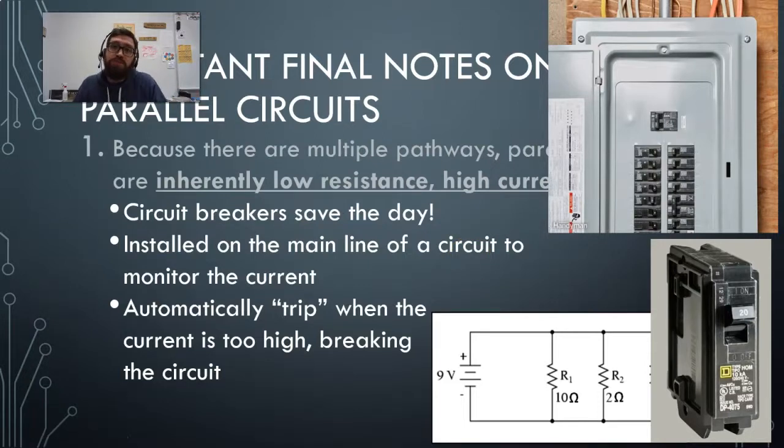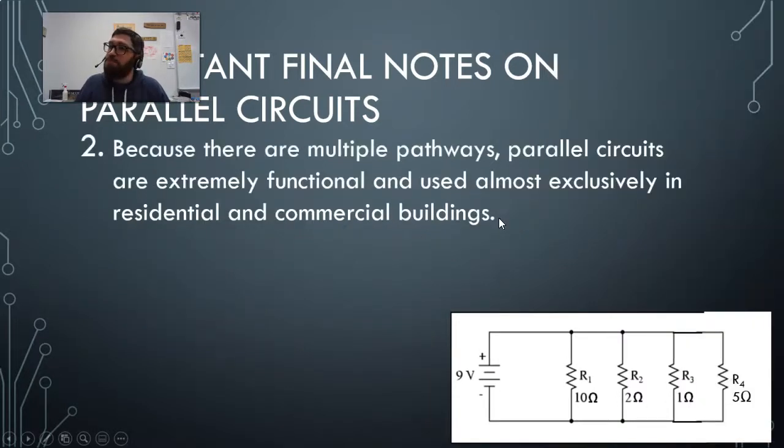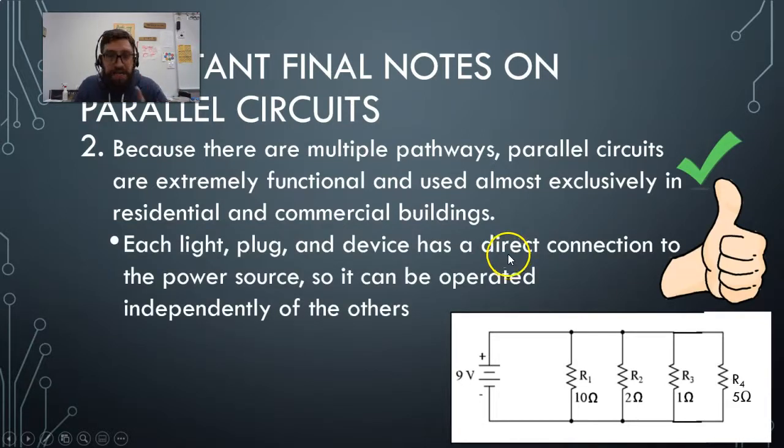So multiple pathways means parallel circuits are dangerous, but as long as we have these safety devices in place, they're way useful. They're extremely functional because of the multiple pathways. They're used almost exclusively in residential and commercial buildings because, and this is the good thing, every light, every plug, every device has its own direct connection to the power source. So it can be operated independently of everything else. I can operate R2 all by itself because it has its own direct connection to the battery. I don't need to operate R1 and R2 and R4 to turn all of it on, right?